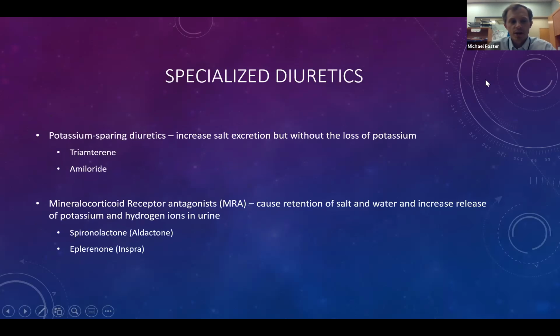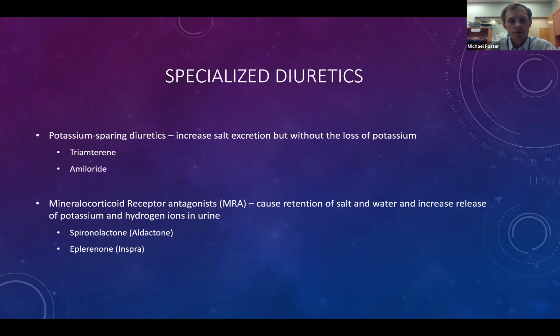Some specialized diuretics that have come out in the last 20 years would be potassium sparing diuretics. They work by increasing salt excretion, but they don't cause the loss of potassium. So when used in combination with either thiazide or loop diuretics, we tend to balance out some of the electrolyte abnormalities that would occur. These would be triamterene and amiloride.